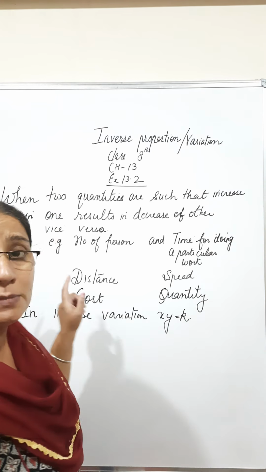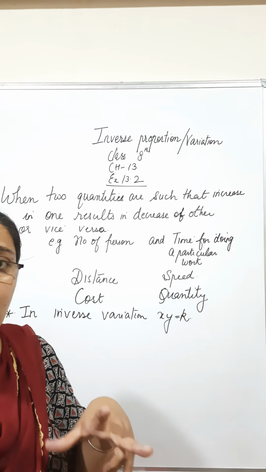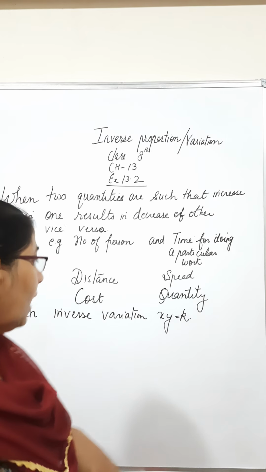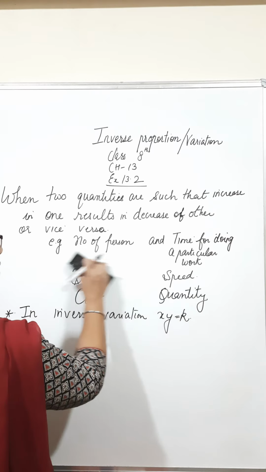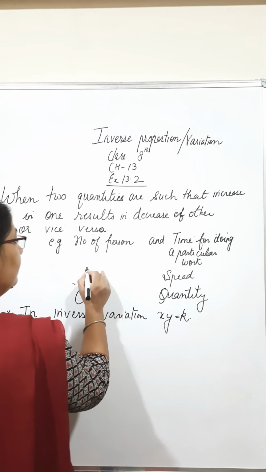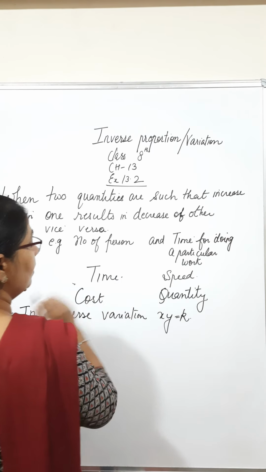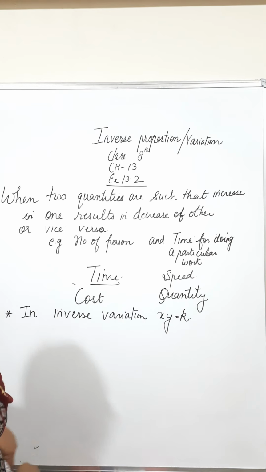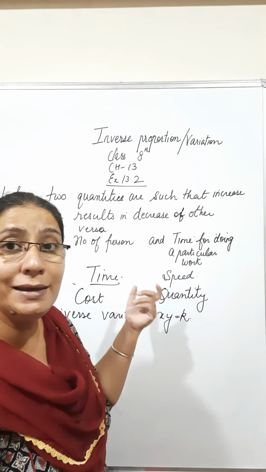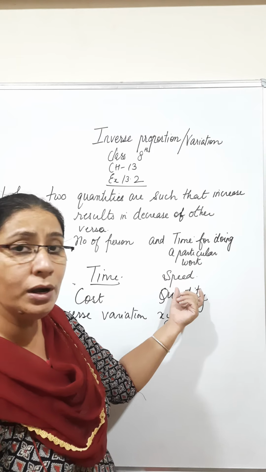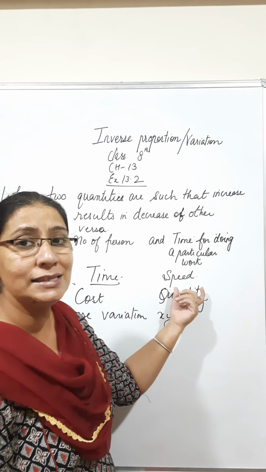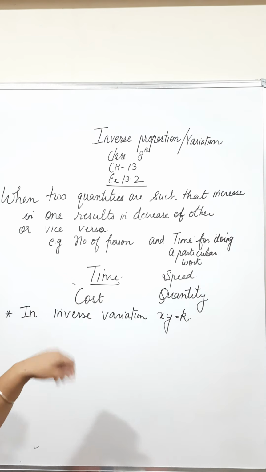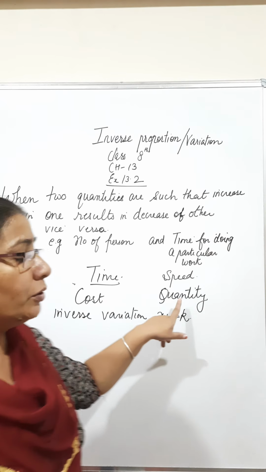Same, beta, distance and speed. If you are covering a particular distance and you are increasing your speed, then what will happen? The time taken to cover that distance will be less if your speed is more, and if the speed is less, then the time taken will be more. Next, beta, cost and quantity.